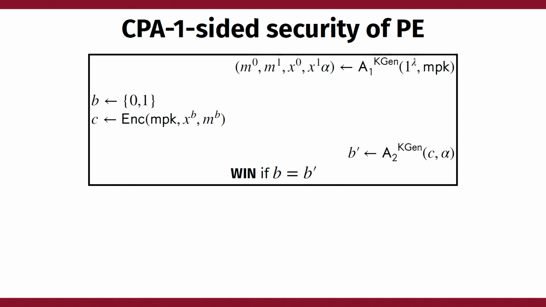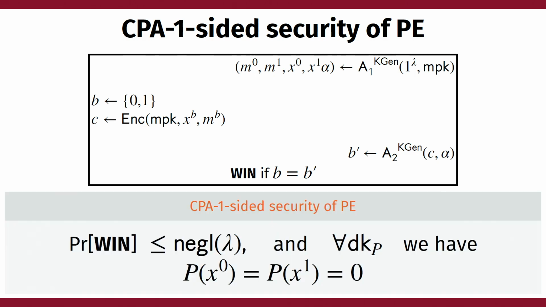So the security notion we are interested in this presentation is CPA one-sided security, that at a very high level says that you don't reveal any information about the encrypted message and the encrypted input, under the condition that the adversary does not decrypt the challenge ciphertext.